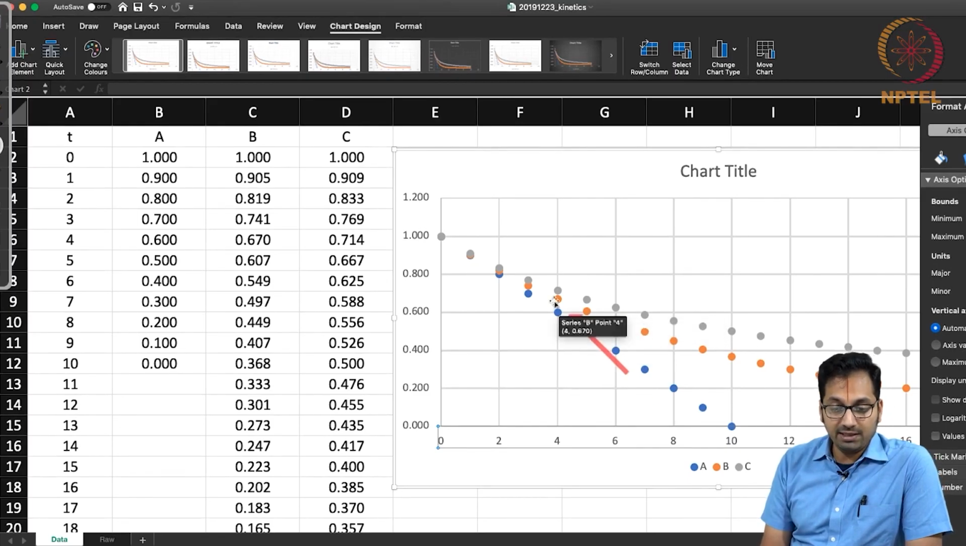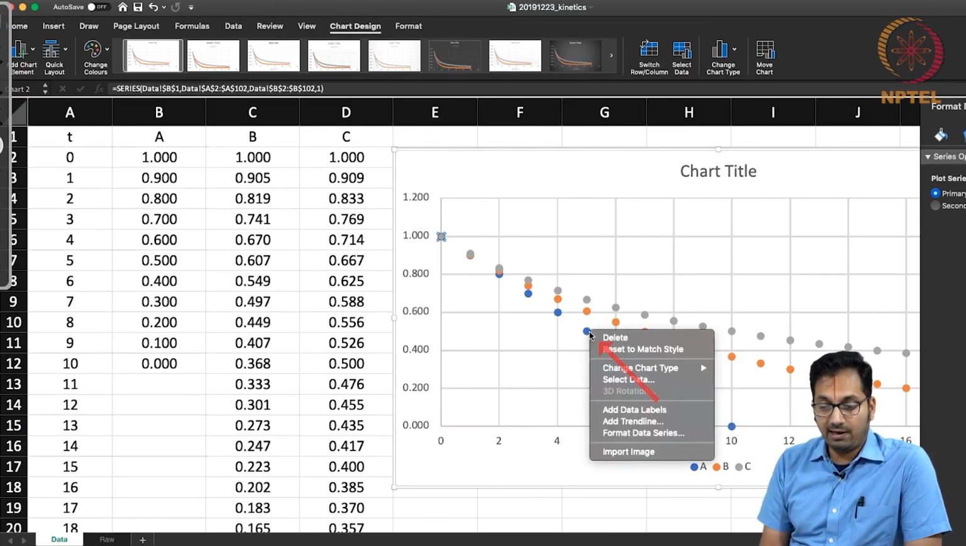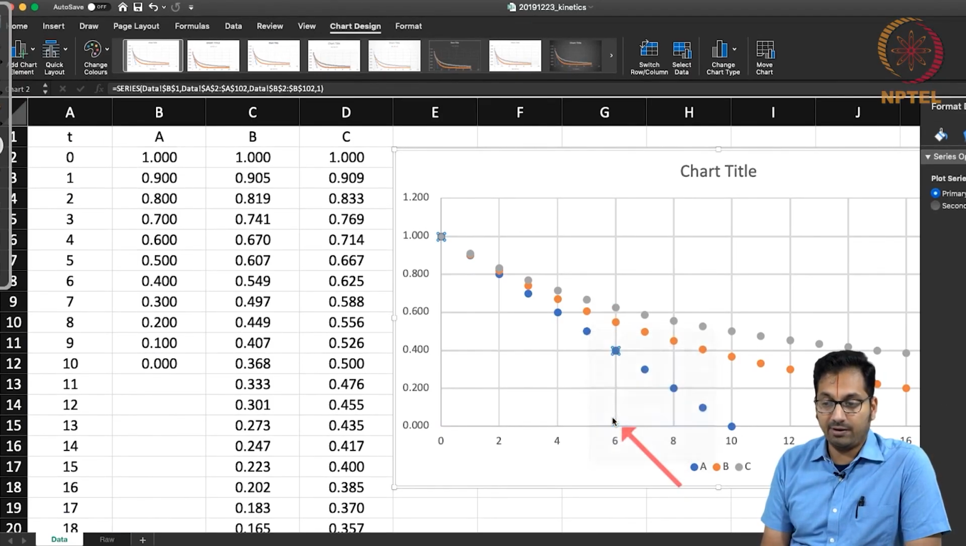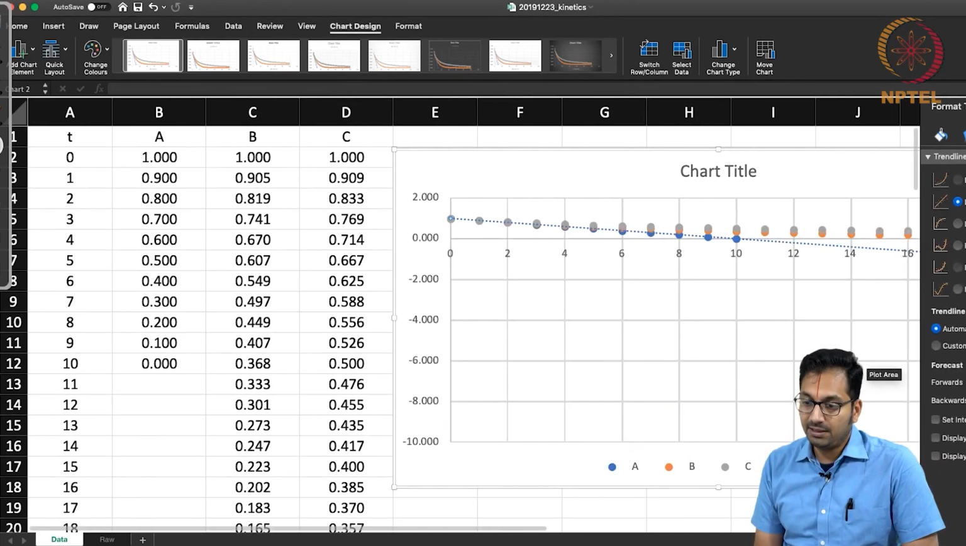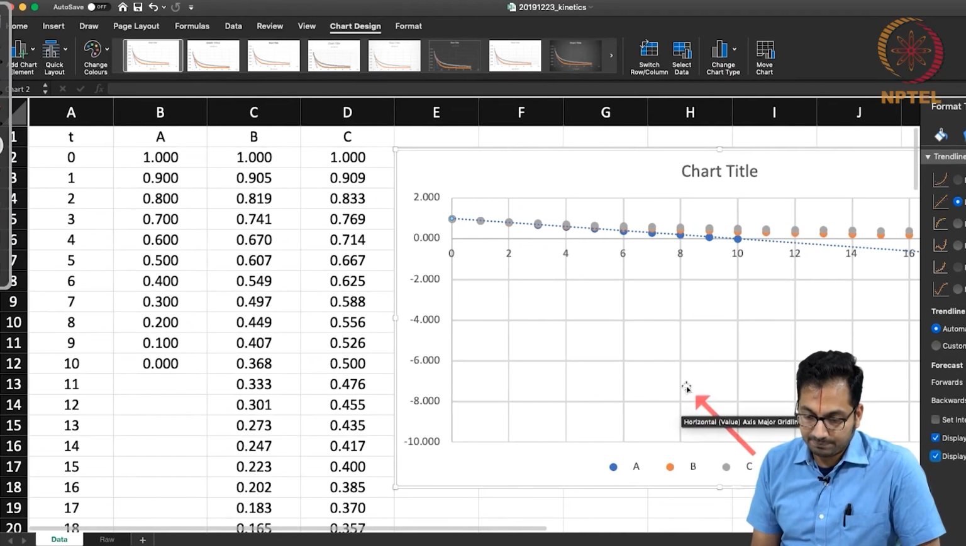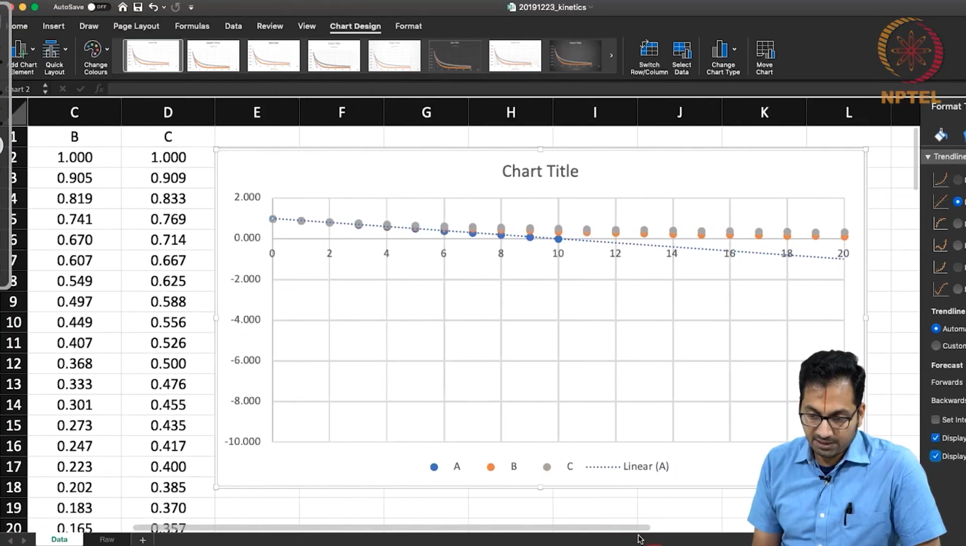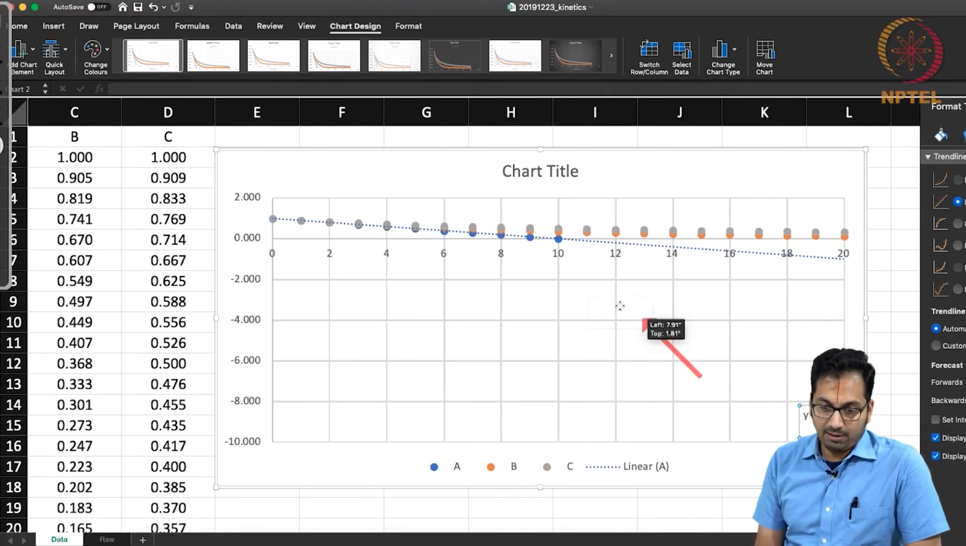But of these three, it appears that the first one could be the straight line. So why don't we try fitting it with the trend line. We say right click, add a trend line. When you add a trend line, what you are able to realize here is that it already fits it to the linear curve by default. The best way to determine whether it's doing a good job is by showing the fit.